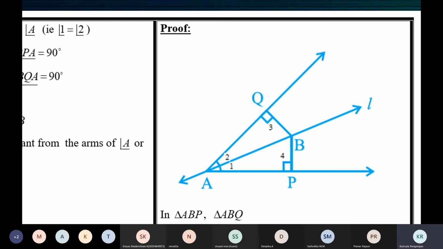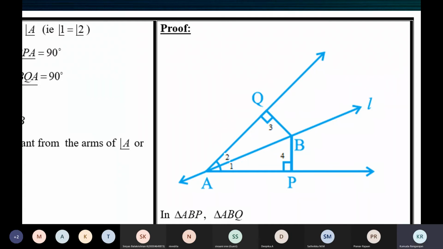So you're left with only one more option. You cannot write AP is equal to AQ because you cannot justify that. They may be equal, but as of now, we don't have a reason to say that they're equal. So AP is equal to AQ is not given, and you cannot prove it now. BP is equal to BQ is also not given.